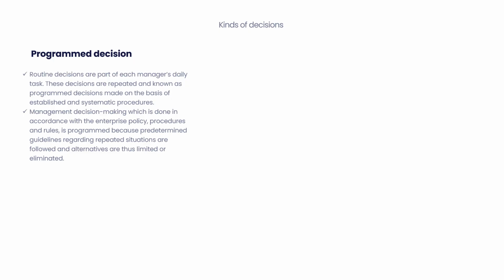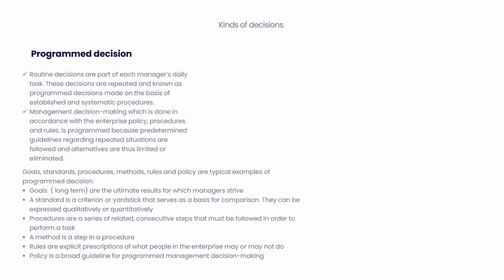So this is based on the experience of being a supervisor for a while in the company. You know the company, so if there is a problem, a situation, a routine, something that is repeated, you already know, based on experience, how to sort out the situation, so it's easy again to make a decision for this particular problem that we call programmed decision. Goals, standards, procedures, methods, rules, and policy are typically examples of programmed decision.